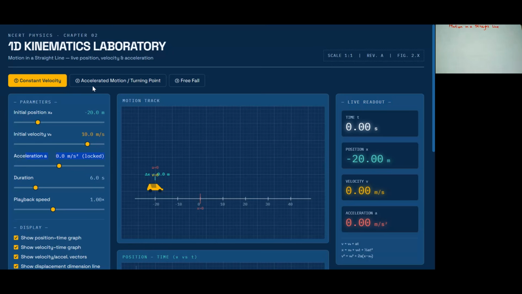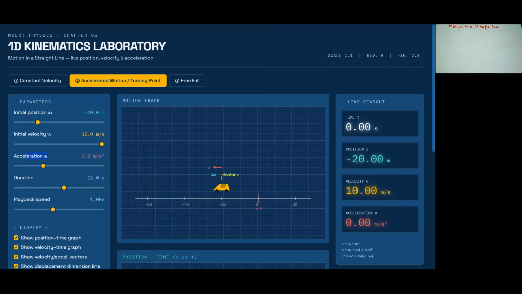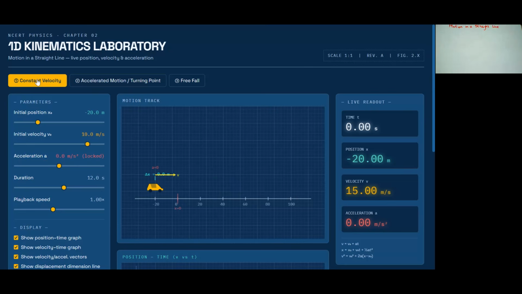So for example, when you select accelerated motion, the acceleration value is something like minus 3.0 or something else. But when we click constant velocity, that means acceleration is locked at 0. So in this situation, speed never changes. This is called uniform motion. Speed never changes. Clear? Okay.